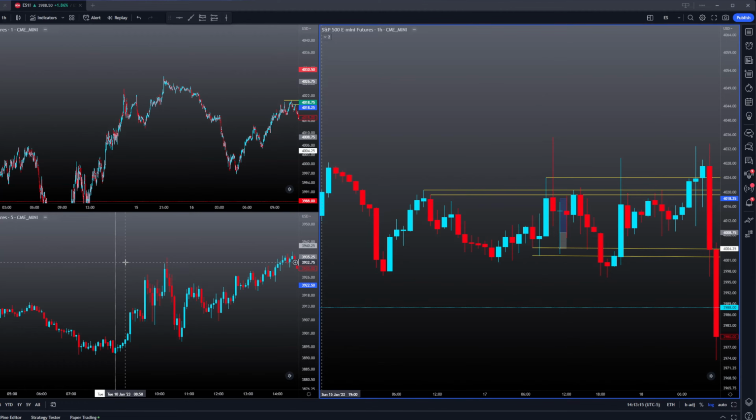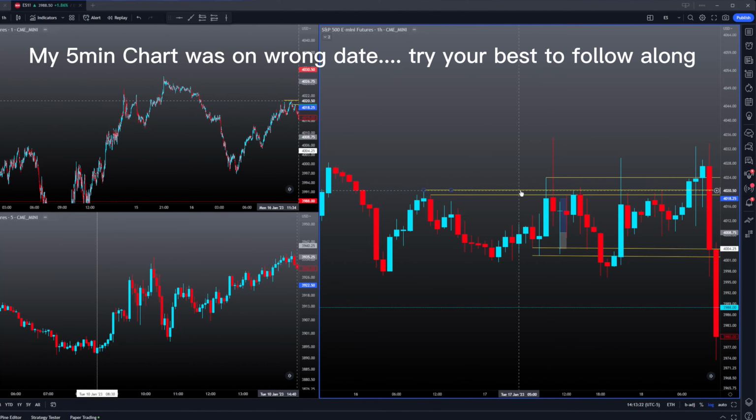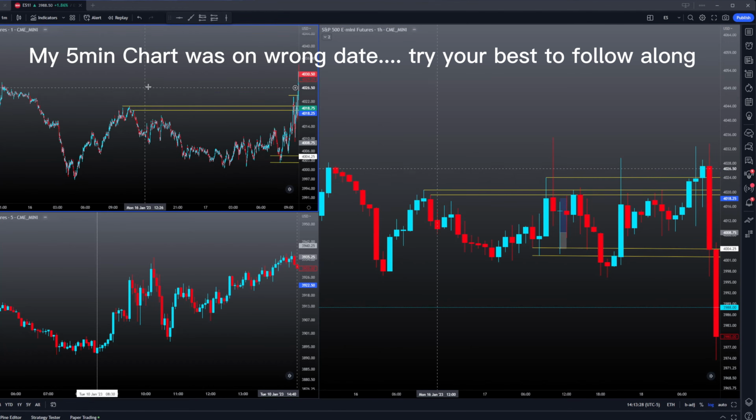And now I'll go on to the 5 minute chart. And as we're playing out throughout the day, I'm not sure why this didn't draw out on all the levels, but really quickly, let's go ahead and draw them out. Oh, geez, that's annoying. I don't know why I didn't draw it out.